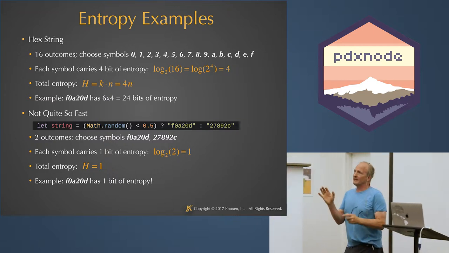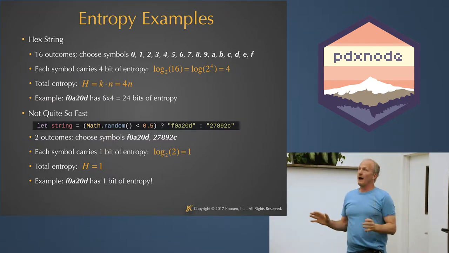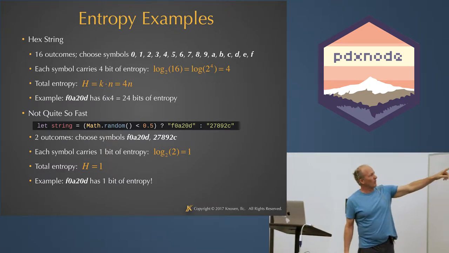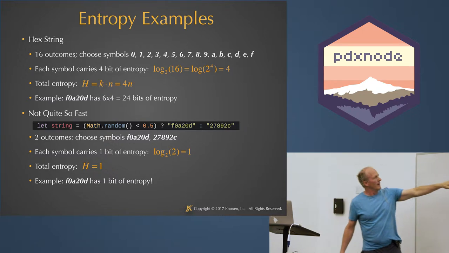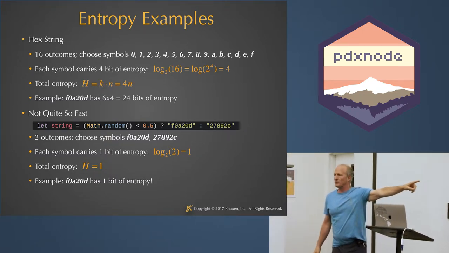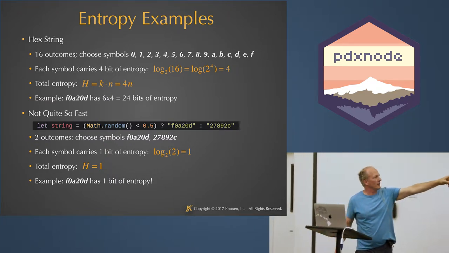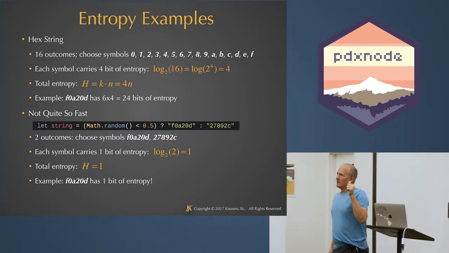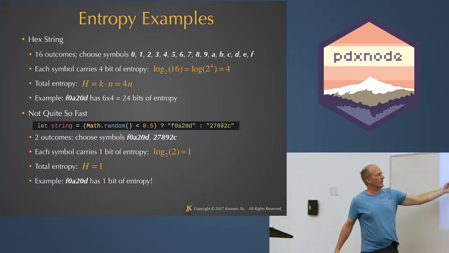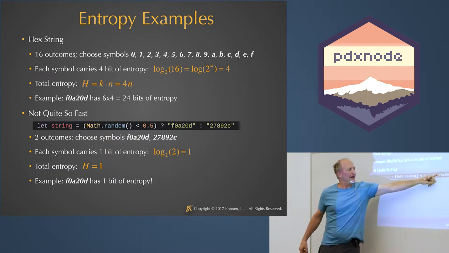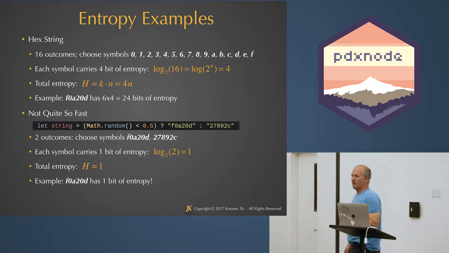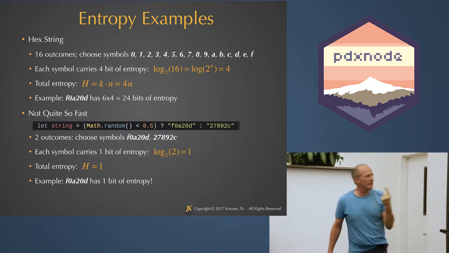But here's the problem with just saying I can look at strings and know how much entropy they've got. Here I've got an example of a hex string that's 6 hexadecimals long. It should have 24 bits of entropy, since I've got a random string. But suppose this is the way I generated that string: create a Math.random; if it's less than a half, use that string; if it's greater than a half, use that other string. How much entropy do I have? 1 bit. I have 1 bit of entropy.